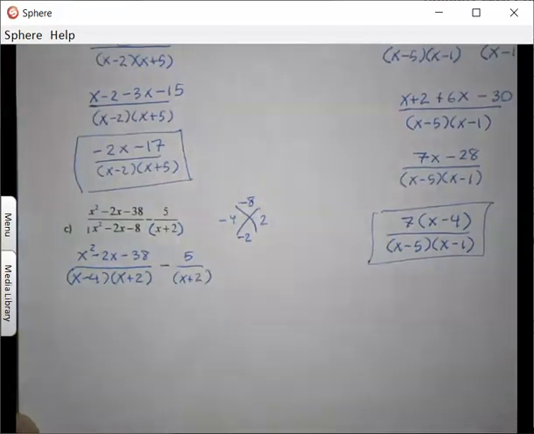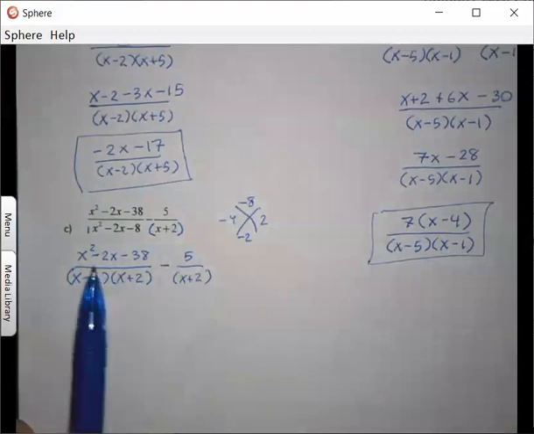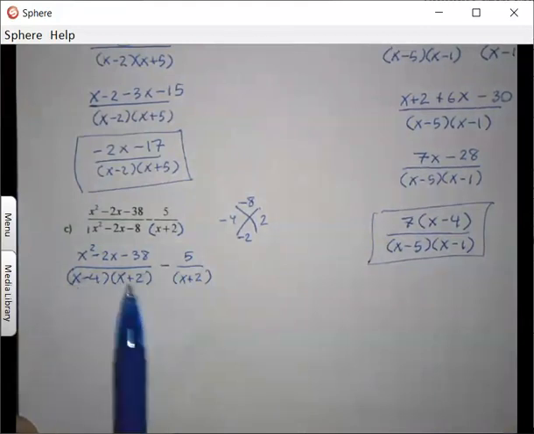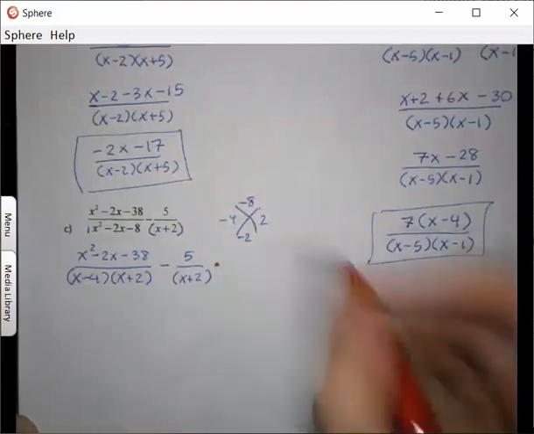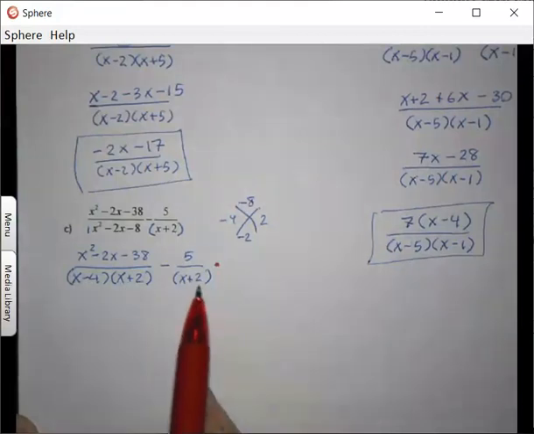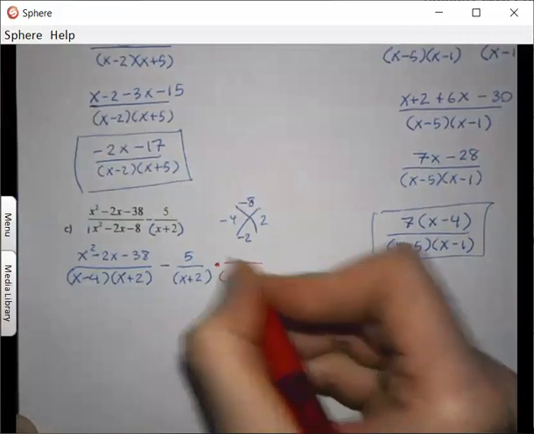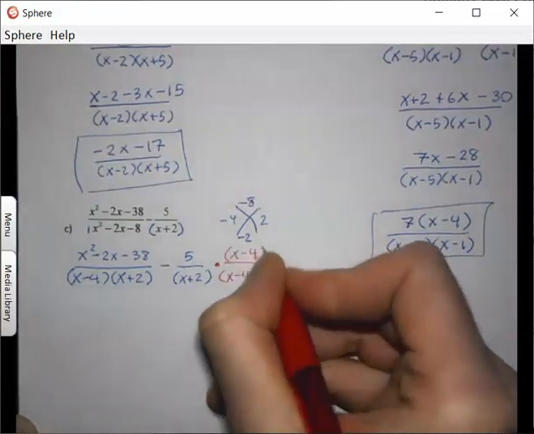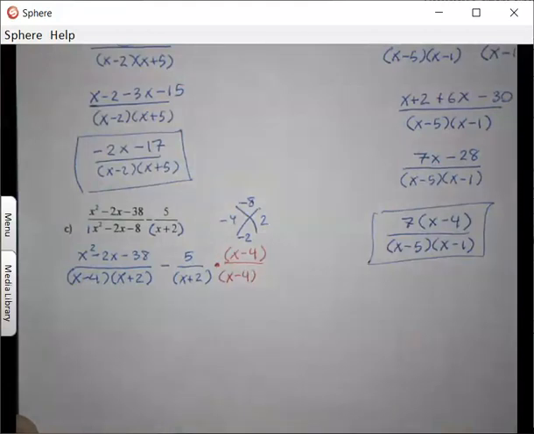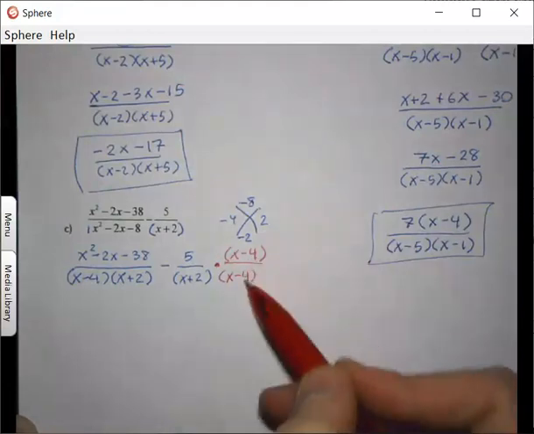So now we can see our factors. And again, at this stage, there's no need to factor the numerator, just leave it. So my factors are x minus 4 and x plus 2 and another x plus 2. So to make a common denominator, this has both my factors. This is just missing an x minus 4. And again, we always have to make sure we don't change the value, so we have to multiply by 1. So top and bottom the same.